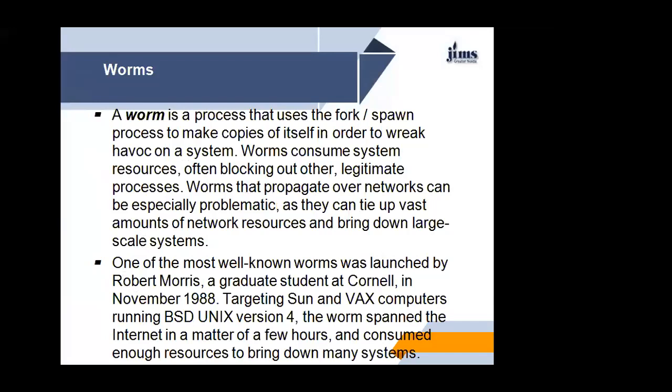Worms that propagate over networks can be especially problematic as they can tie up vast amounts of network resources and bring down large-scale systems. One of the most well-known worms was launched by Robert Morris, a graduate student at Cornell, in November 1988, targeting Sun and VAX computers running BSD Unix version 4. The worm scanned the internet in a matter of hours and consumed enough resources to bring down many systems.